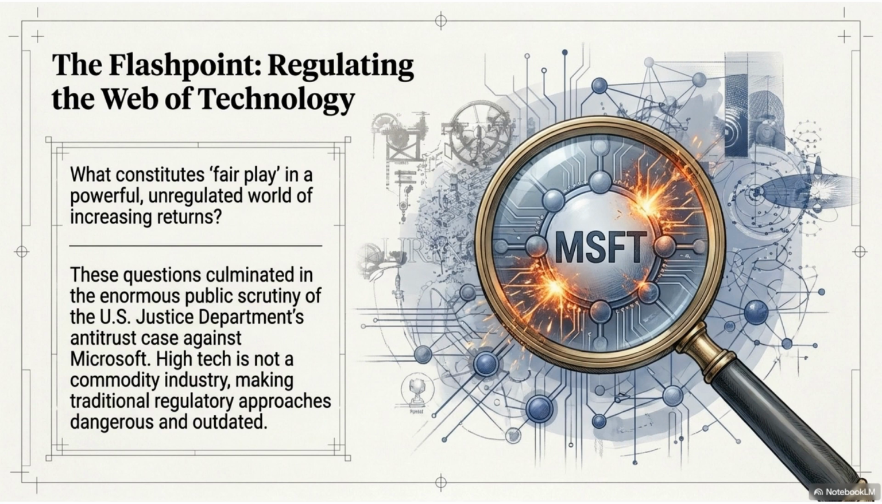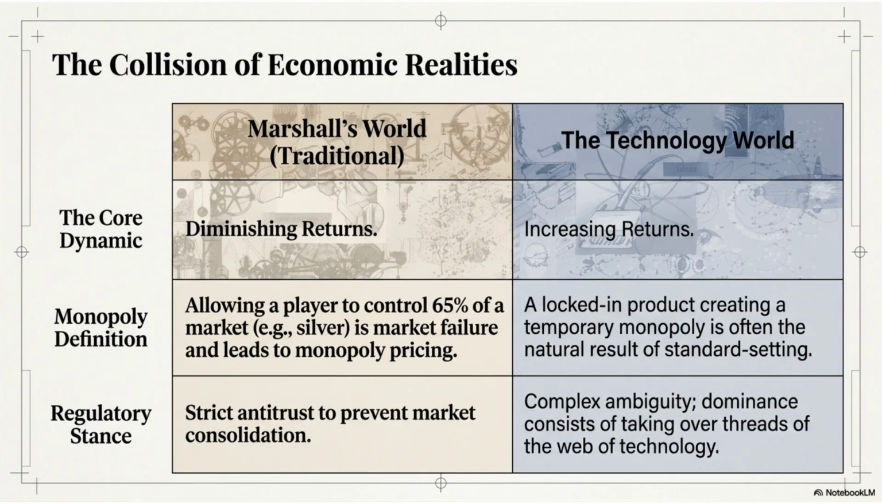It really does. And to understand the new rules, we kind of have to define the old ones first, right? What the source material calls Marshall's world. Right, named after Alfred Marshall, the 19th century economist. Right. Let's unpack Marshall's world. This is the old guard. Yeah, it's the traditional economic landscape. We're talking about bulk processing and commodity industries, agriculture, coal, timber, and the example the source uses a lot, the silver market.